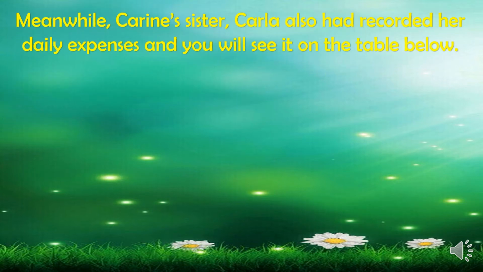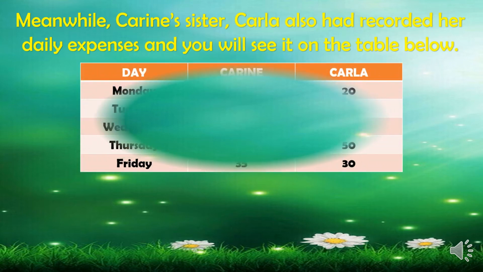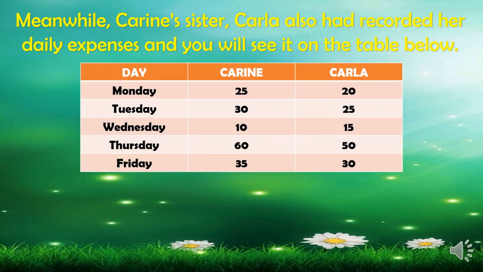Meanwhile, Karine's sister Carla also recorded her daily expenses, and you will see it on the table below. So here is the table. So you have the days, Karine and Carla. For Monday, Karine recorded her expenses as 25, Carla got 20. Tuesday, Karine 30, Carla 25.